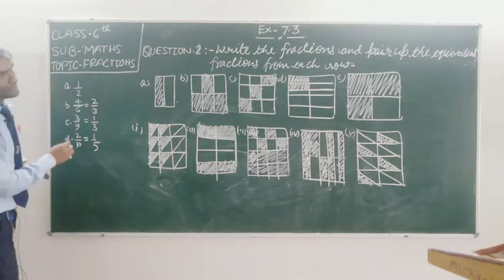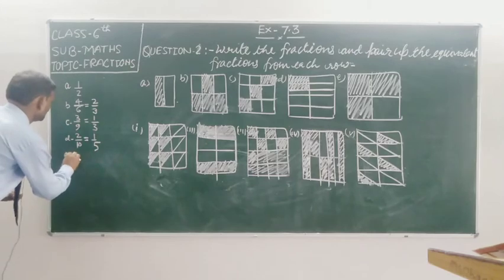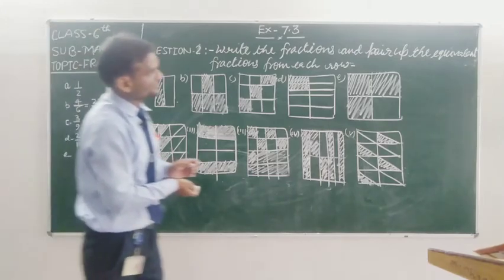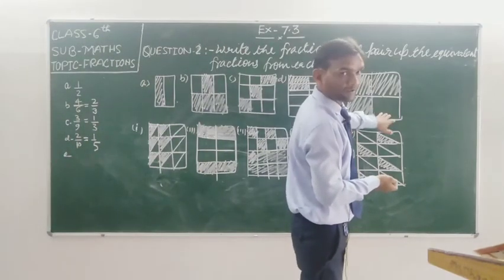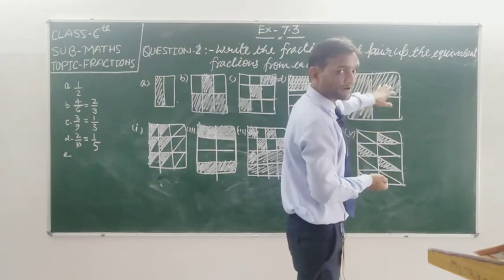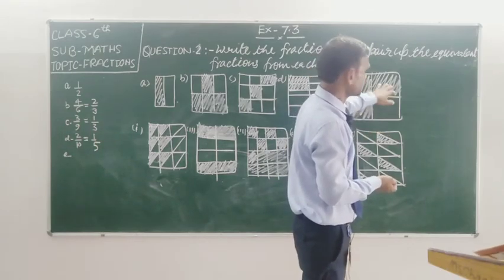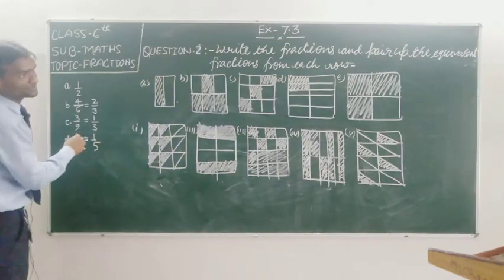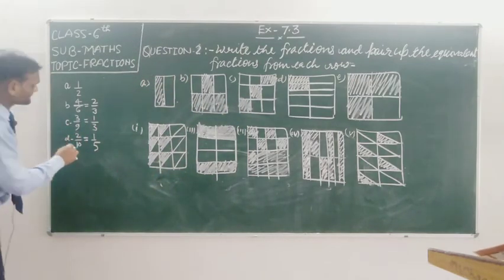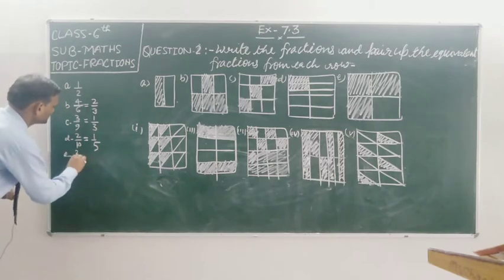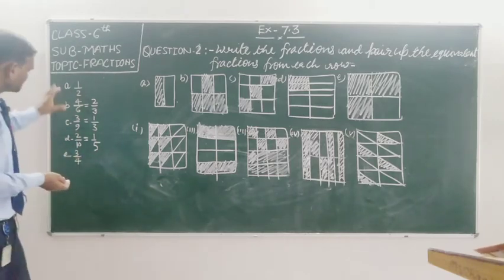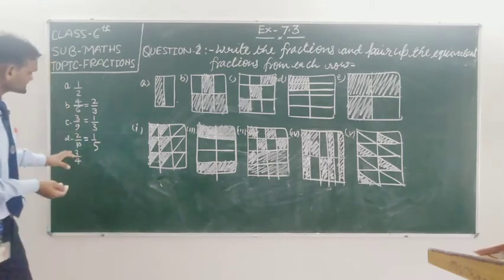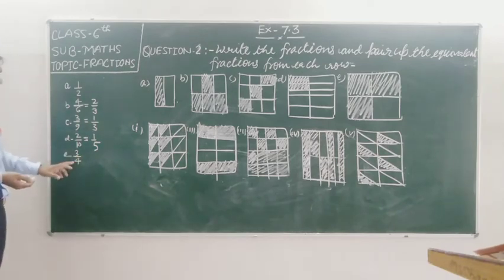So student, in last figure, we write fraction for the shaded portion. There are 4 equal parts, and out of 4 equal parts, 3 parts are shaded. So we write the fraction for the shaded portion. Shaded part is 3 upon 4. And 3 upon 4 is in its simplest form because 3 and 4 have the common factor as 1.